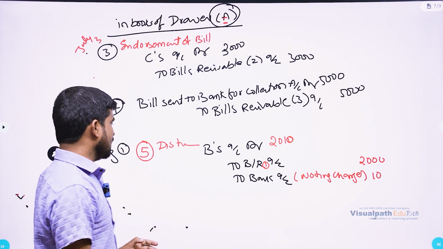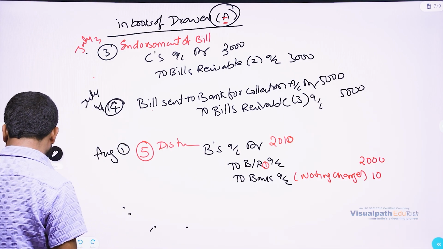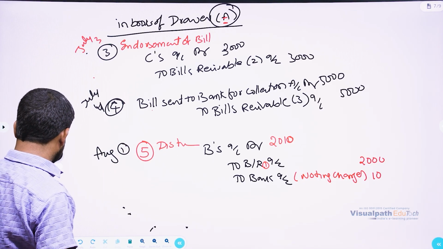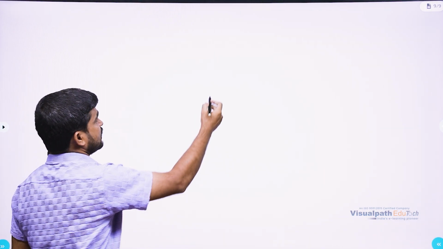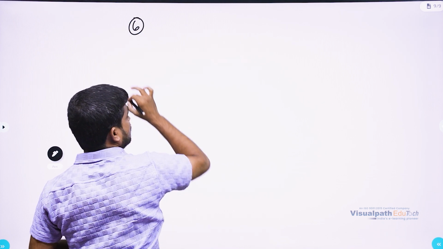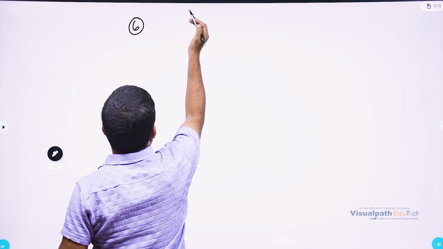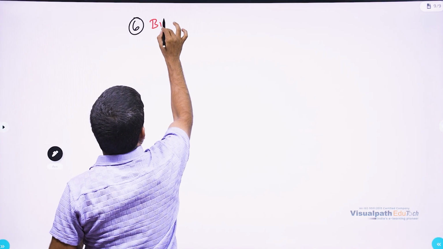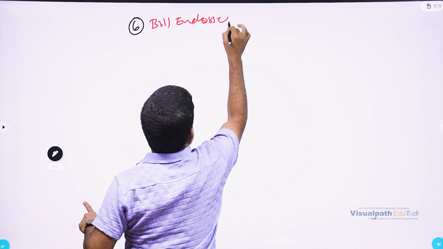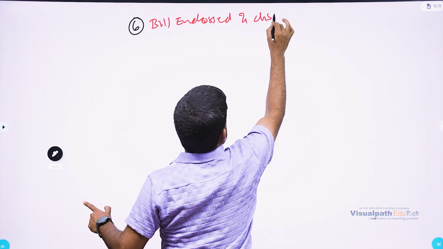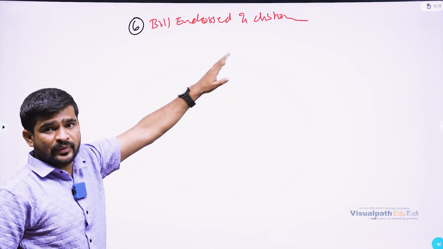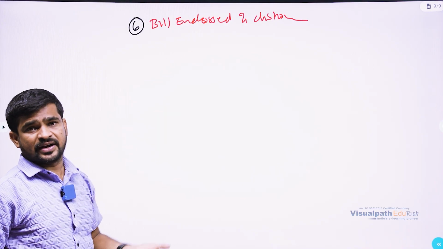In the same way, we have to write the dishonor entry of the second one. The bill was already endorsed to person C, and that entry we have to record. Entry number 6: dishonor of a bill which was endorsed. I am saying the bill was endorsed in the past, and now it is dishonored. In this case, what entry will we write?